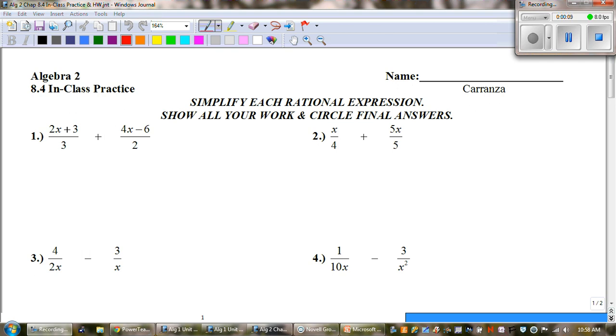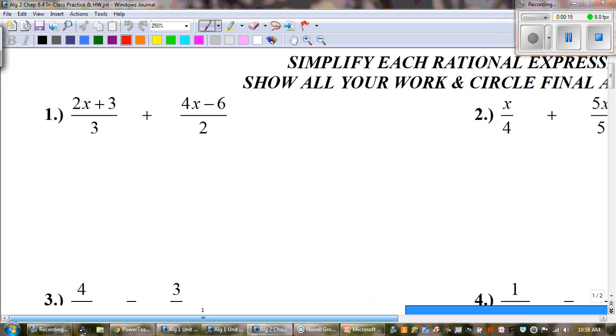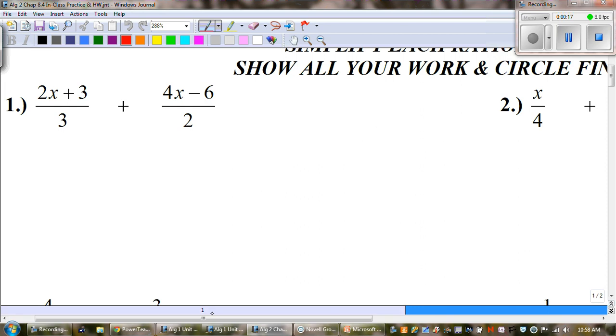Remember to simplify each rational expression and to show all of your work and circle that final answer. All right, let's look at number 1.